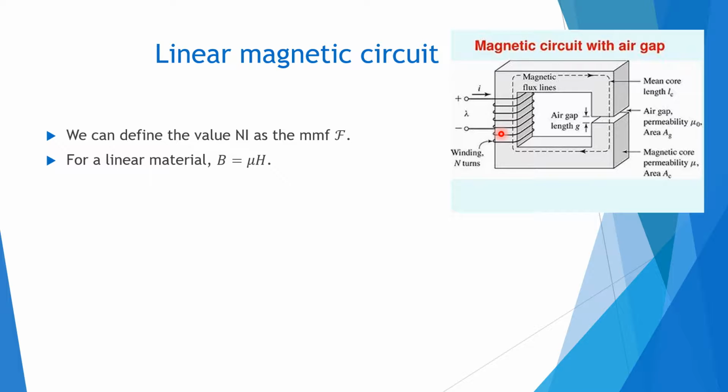So now we start writing the formula. F is Ni and Ni was defined to be HL. Now HL can be related to B as BL over mu and B was phi over A. So now you have some MMF proportional to some flux. The constant of proportionality you could say is something called the reluctance.